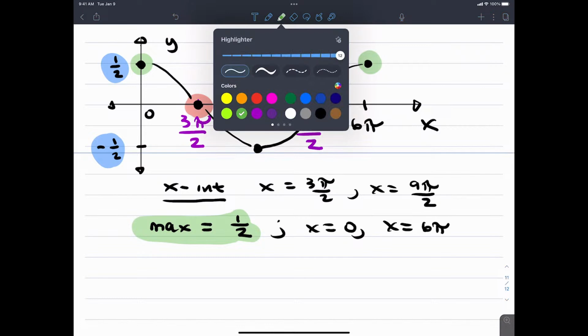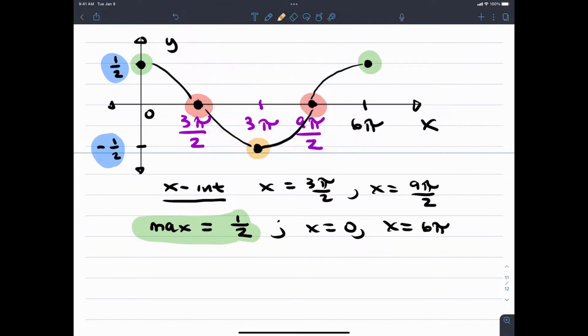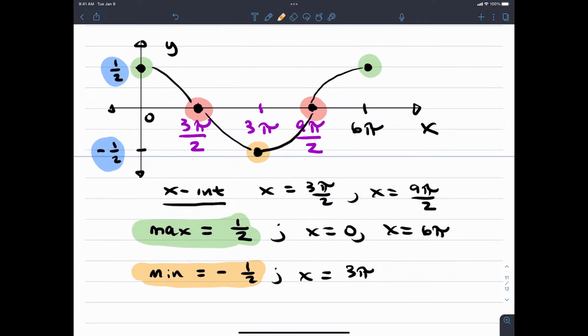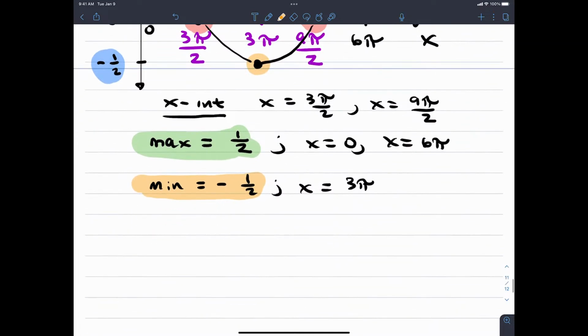Okay, over here again. What is this? Isn't that the minimum value? Okay, what's the minimum value going to be? -1/2. Okay, when does that happen? X is 3 pi. So remember, a picture is worth 1,000 words. That's why you draw the picture. And we're going to see how this is even used. Okay, it's important. All right, you guys okay with that one? Easy peasy lemon squeezy.